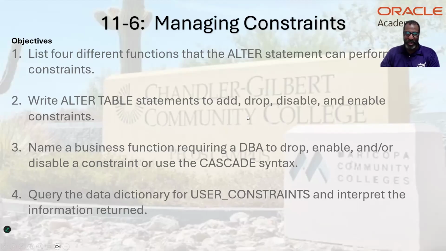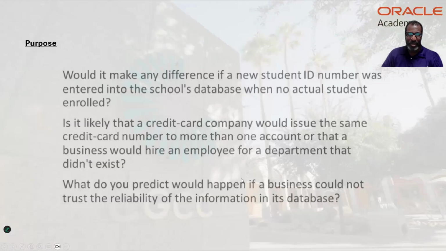All right, managing constraints. That's 4 different functions that the ALTER statement can perform on constraints: an ALTER TABLE statement to add, drop, and disable and enable. Yes, you can disable and enable constraints. Name a business function requiring a DBA to drop or enable constraints, and that's usually the case where constraints are impacted. And then query the data dictionary to take a look at your constraints.